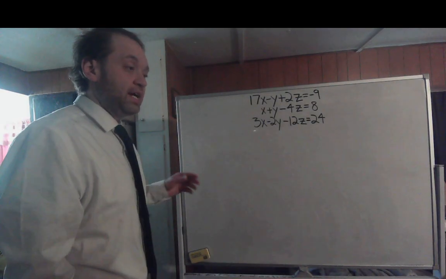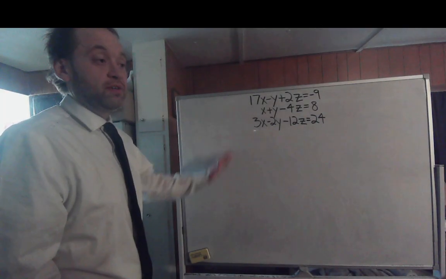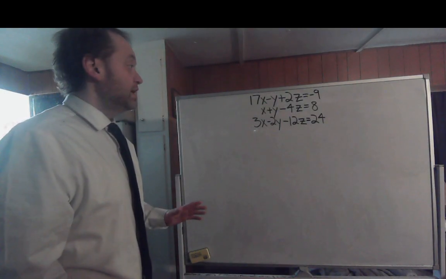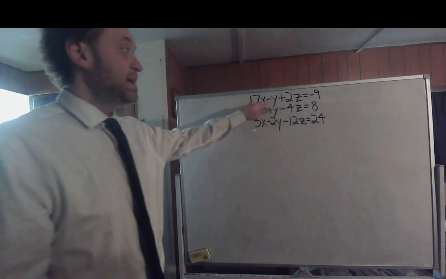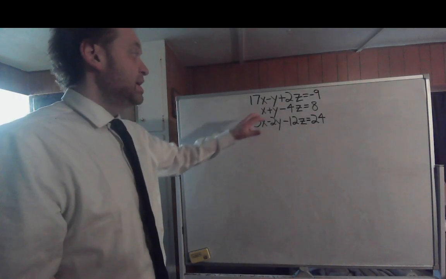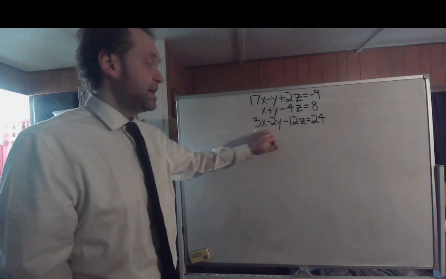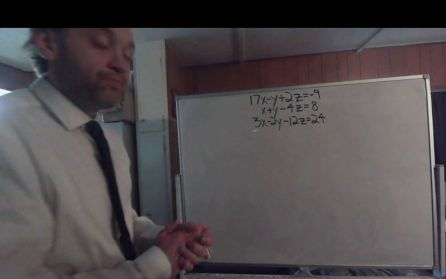So today we are going to talk about how to solve systems of linear equations in three variables. Here we have this system of equations: 17x minus y plus 2z equals negative 9, x plus y minus 4z equals 8, and then 3x minus 2y minus 12z equals 24.